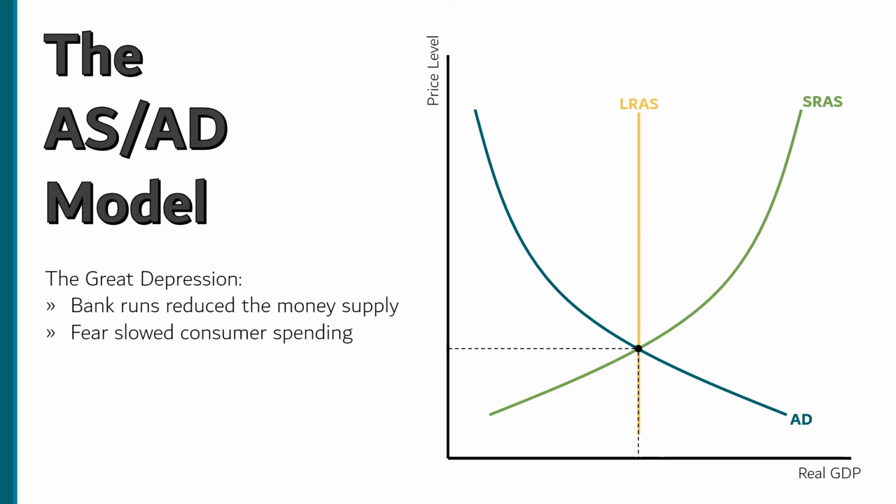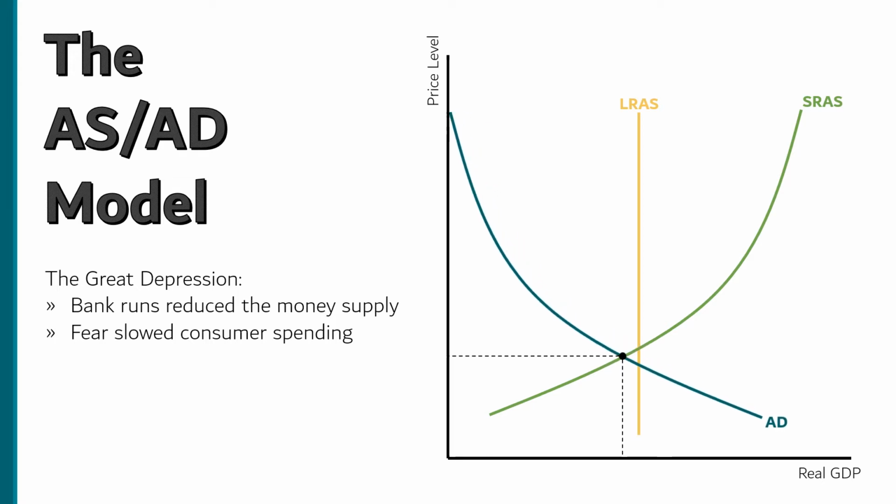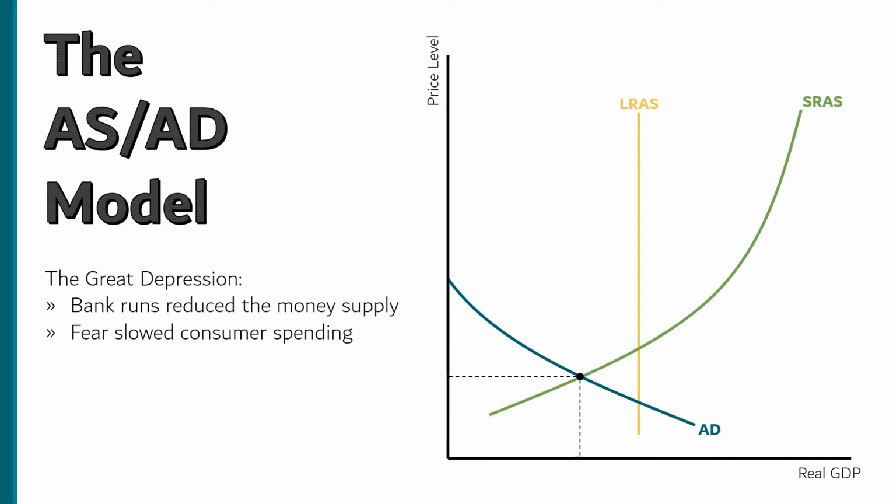During the Great Depression, and common to most recessions before it, bank runs reduced the money supply, and fear slowed consumer spending and investment spending too. For both of these reasons, total spending in the economy fell, causing aggregate demand to shift to the left.